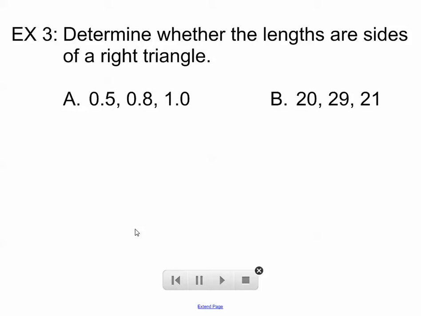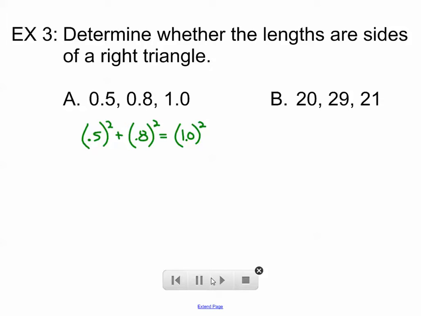Now let's use the converse of the Pythagorean theorem. This says determine whether the lengths of the sides are a right triangle. Well, if they fit the Pythagorean theorem, then they should be a right triangle. So if a squared plus b squared equals c squared, leg 1 squared plus leg 2 squared equals the hypotenuse squared, then this will be a right triangle. If not, not possible for it to be a right triangle.